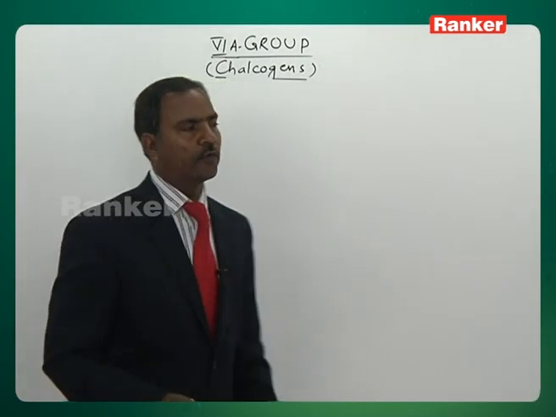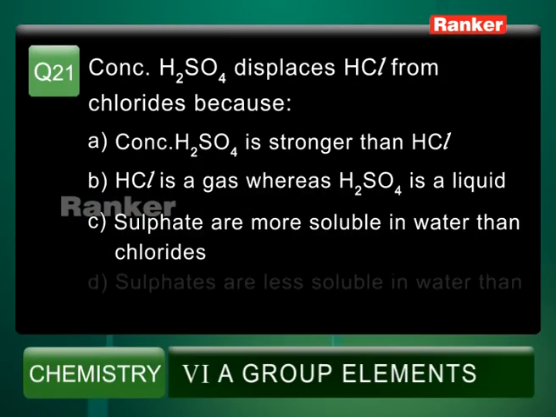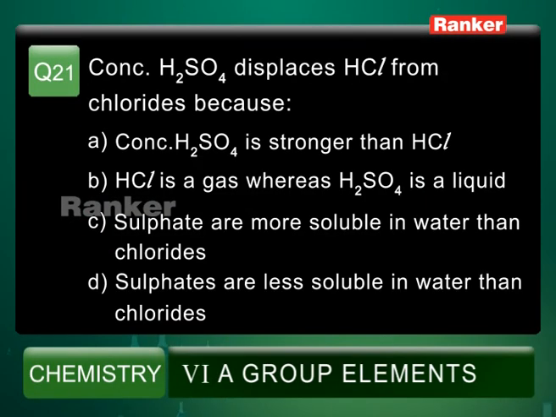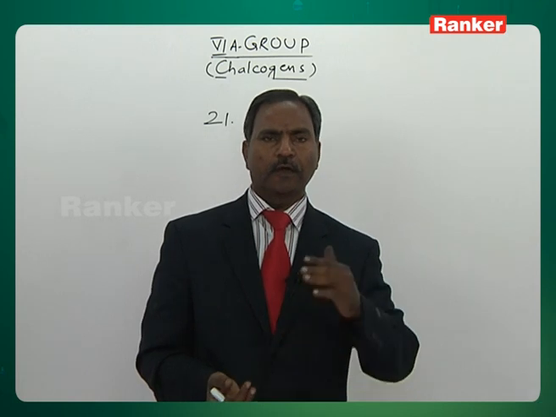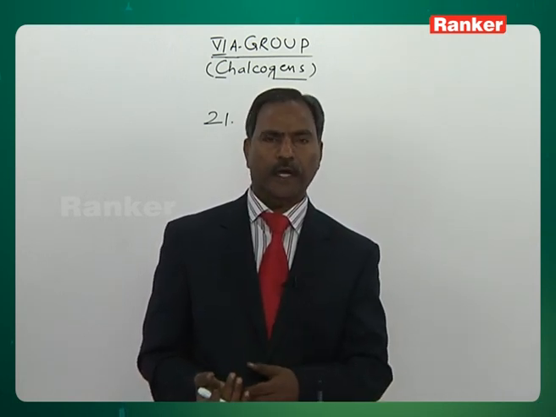Question number 21. Concentrated sulfuric acid displaces HCl from chlorides because: A. Concentrated H2SO4 is stronger than HCl. B. HCl is a gas whereas H2SO4 is a liquid. C. Sulfates are more soluble in water than chlorides. D. Sulfates are less soluble in water than chlorides. Actually, sulfuric acid displaces HCl from chlorides.